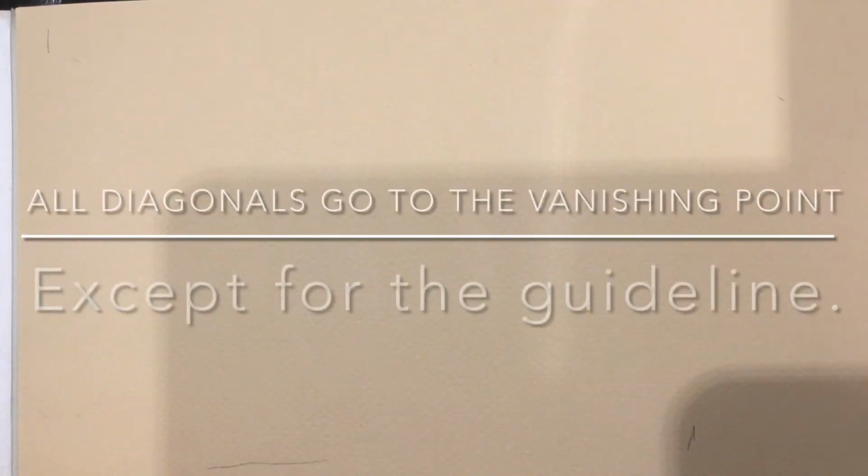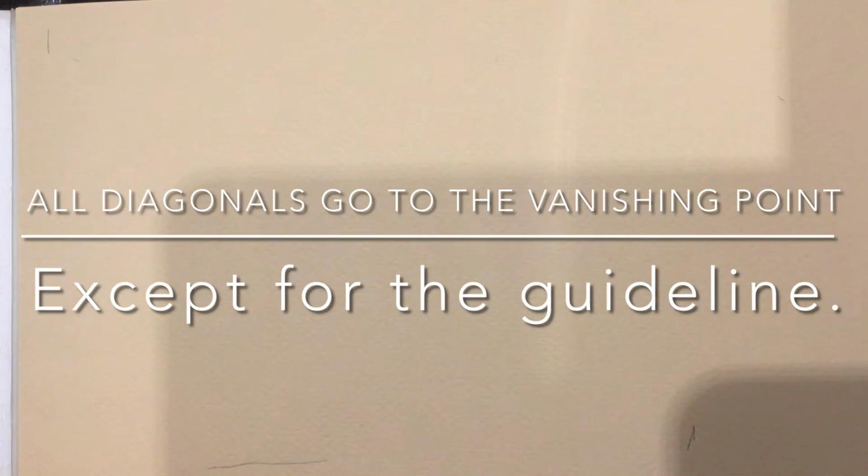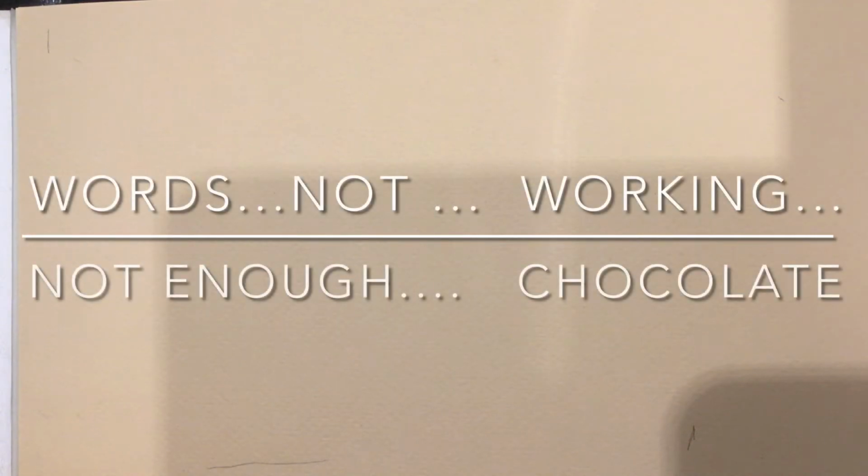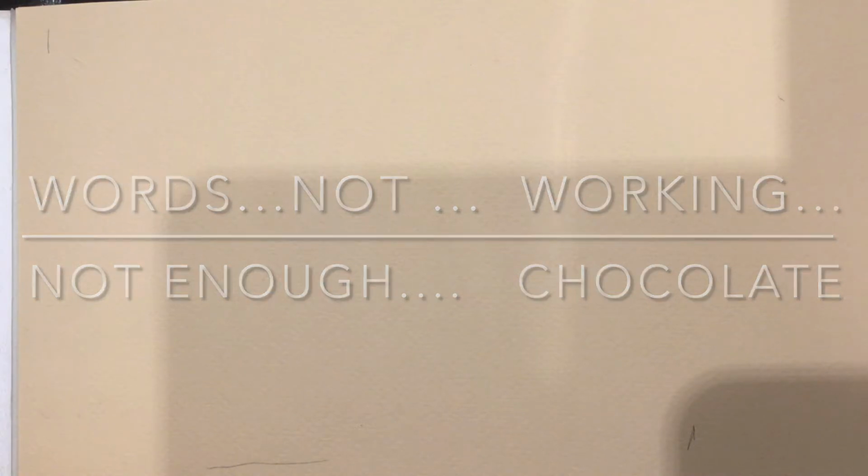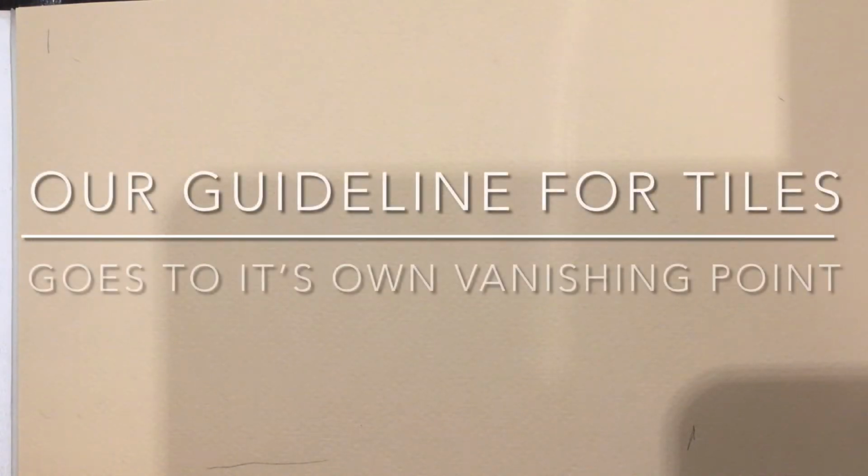So remember all your rules here. The rules are you need to have all of your diagonals going to the vanishing point. You also have all kinds of lines in each corner. So the break to this rule is we're gonna have a guideline, and that guideline actually goes on the horizon line someplace. It doesn't go on the horizon line. It goes to a vanishing point on the horizon line. Okay, so let's build some tiles.